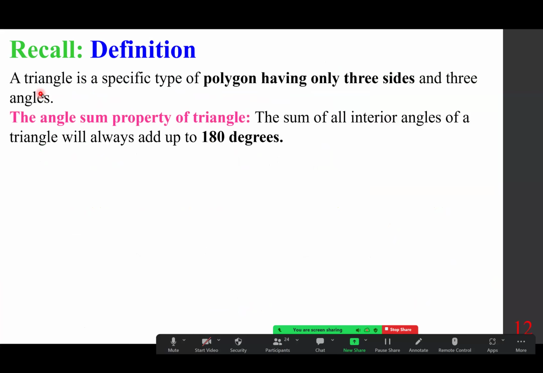All right, let's look at some definitions we have seen in algebra and geometry. A triangle is a specific type of polygon having only 3 sides and 3 angles. The angle sum property of a triangle says the sum of all interior angles of a triangle will always add up to 180 degrees.